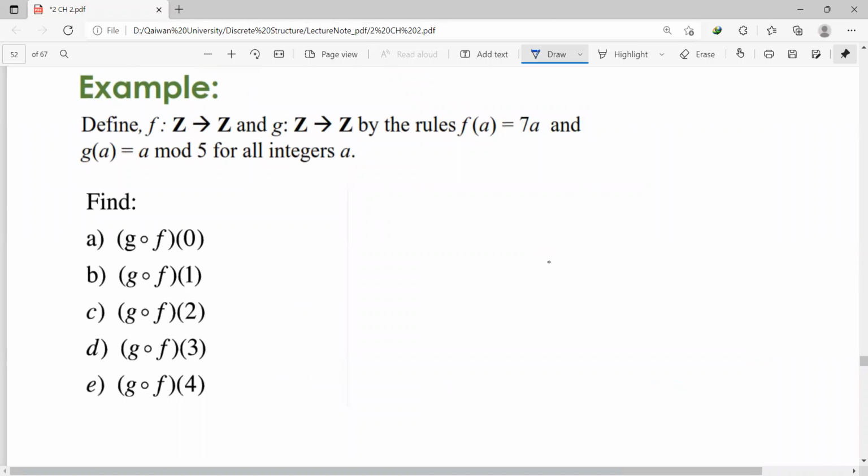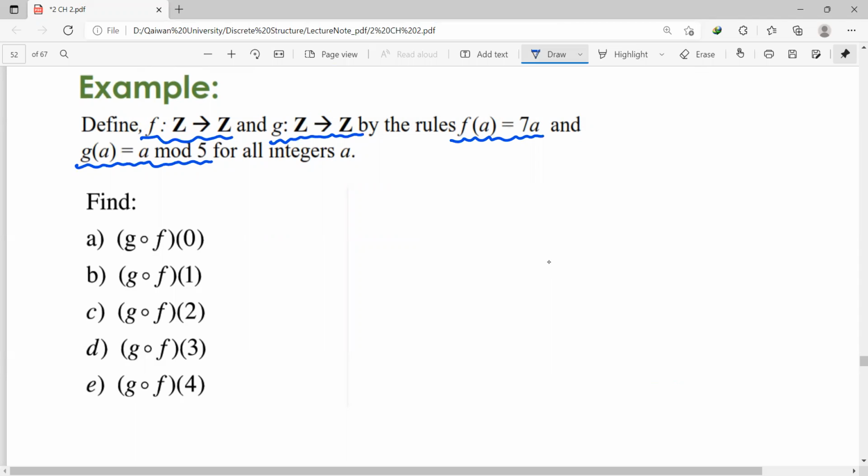We now have a function f from Z to Z, and g also from Z to Z, by the rules: f of a equals 7a, and g of a equals a mod 5 for all integers a. Do you know what's mod? You should know that because it's used in computer programming.